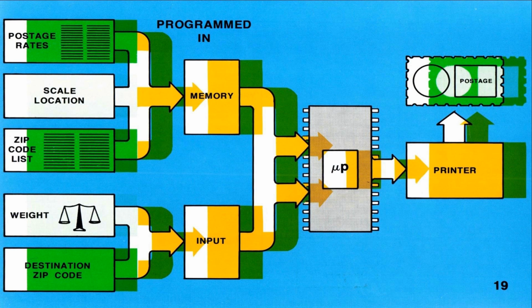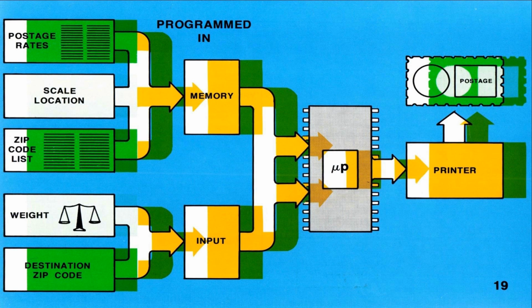Two other inputs are required. Weight is automatically calculated by the scale. The operator then types in the package destination zip code. The microprocessor computes the postage and directs the printer as it prints the postage mailer tape.